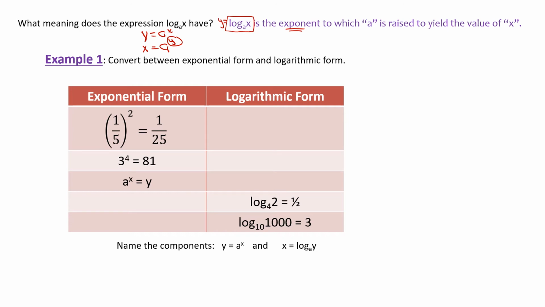Convert. So the first one is 1/5 squared equals 1/25. Everybody understands that, of course. Everybody knows that makes sense. 1/5 squared equals 1/25. So I'm not asking you to solve for anything or find a value of x. All I want to do is get from here to here. How could I write that in logarithmic form? Remember that it's all about getting at the exponent.